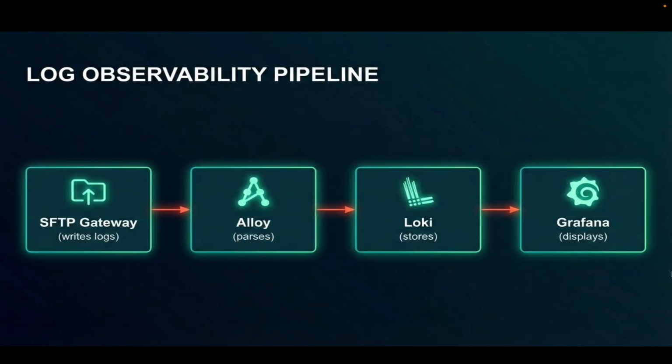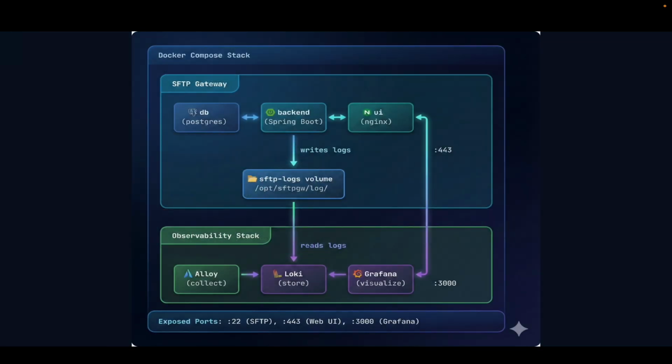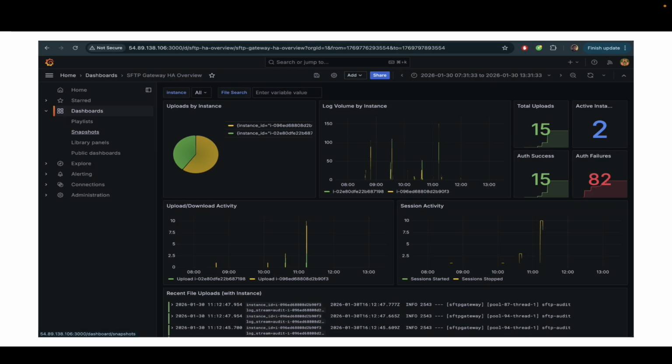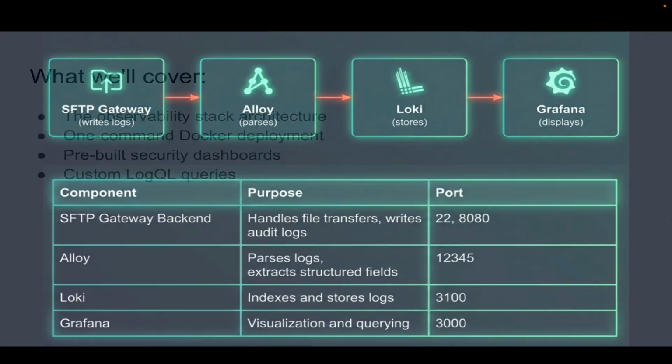In this video, I'll show you how to deploy a complete log observability stack using Grafana, Loki, and Alloy, all within a single Docker Compose command. By the end, you'll have real-time dashboards showing every file transfer, login attempt, and user session. Here's what we'll cover: the log observability stack architecture, a one-command Docker deployment, pre-built security dashboards, and custom LogQL queries.